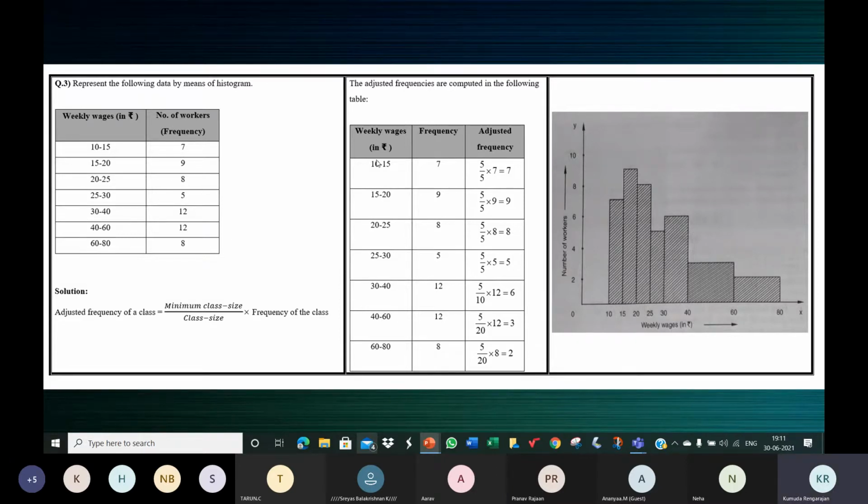So children, if you take up the first class interval, the class size is 5. Though you use the formula, you will get the same frequency because the class size is 5 already. The minimum size you want is 5 and the class size is 5 already. See here also the class size is 5, so the frequency 9 will come as it is. Though we just compute for the sake of formality, you can see that the same frequency happens.